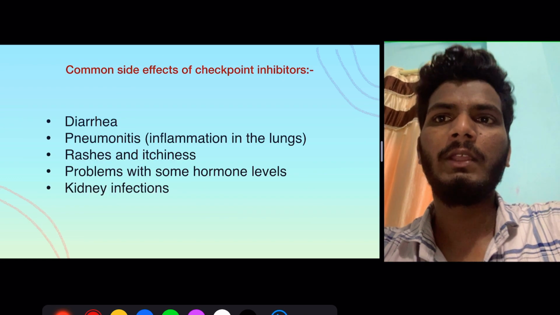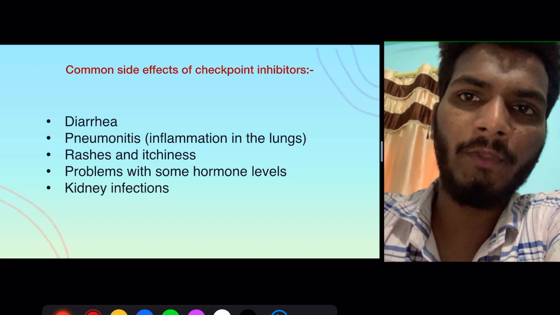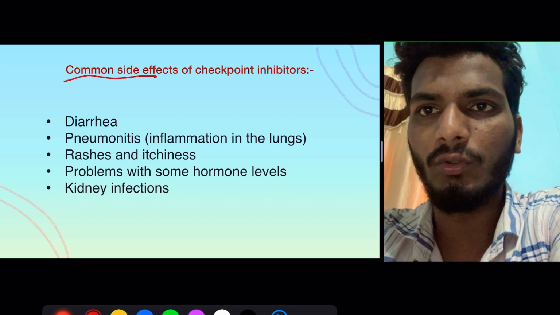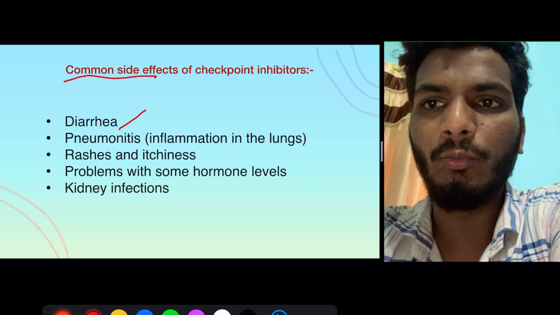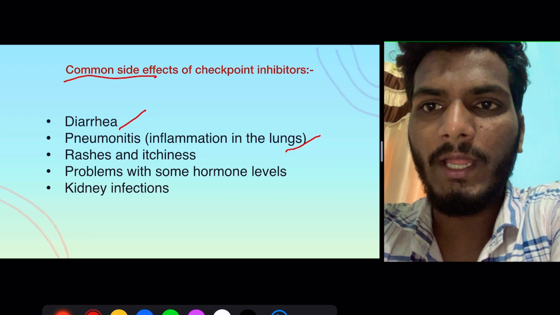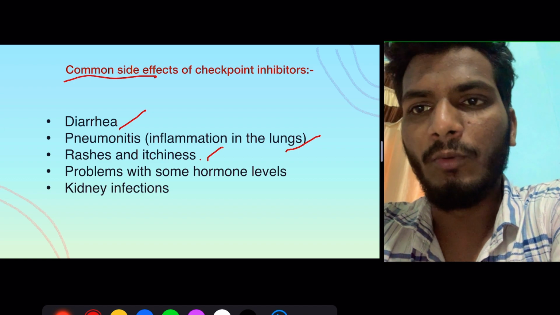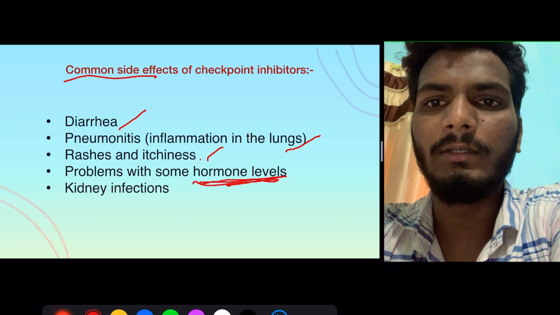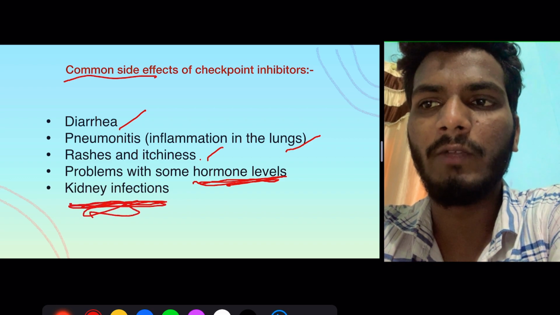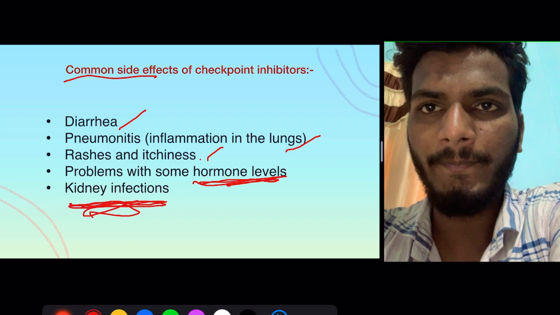Next, these drugs have a few side effects. The common side effects are diarrhea, pneumonitis, and rashes and itchiness. They can cause some problems with our hormone levels, and there is also kidney infection associated with the use of these drugs.